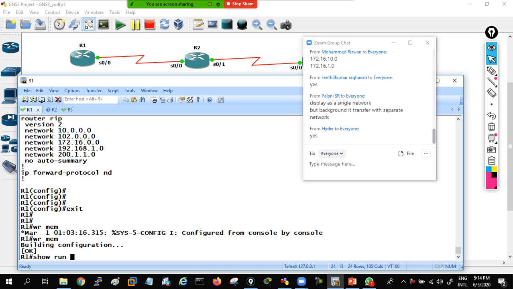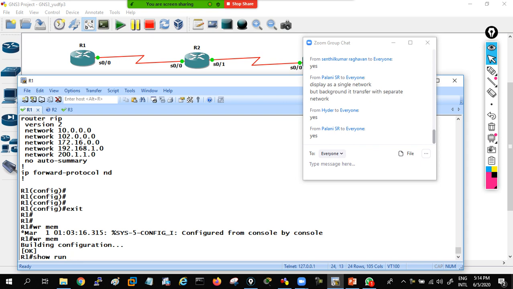Yeah, Palna, you are right. Whenever you type no auto summary, it will send it as a different, separate network. That's correct. You need to type it. I will show you that one. I will remove no auto summary also. Don't worry. You will have a lot of fun today. Enjoy the fun. We will play with this.